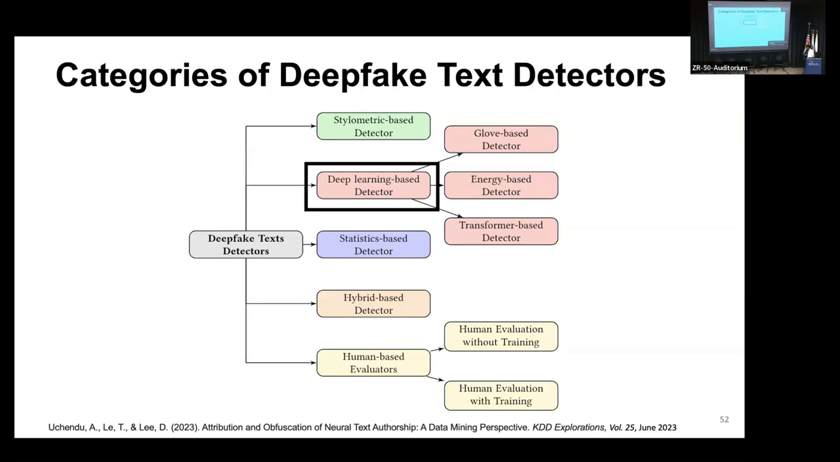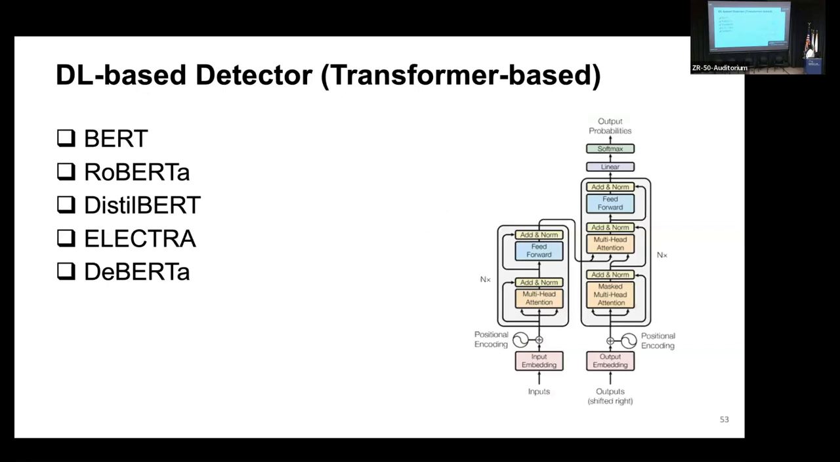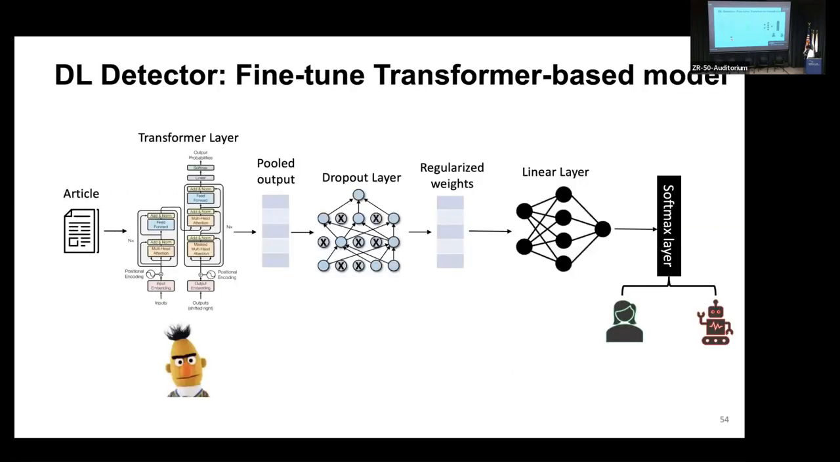Now I'm going to go to the second one, the deep learning based detector. Does anyone have any questions? Okay. So I'm going to assume that everybody knows BERT. Maybe that's not a fair assumption, but there are different transformer-based techniques, BERT, RoBERTa. These are all variants of BERT, and this is the more famous technique for building deepfake text detectors, where people just generate their data and fine-tune on BERT. So this is just how it works.